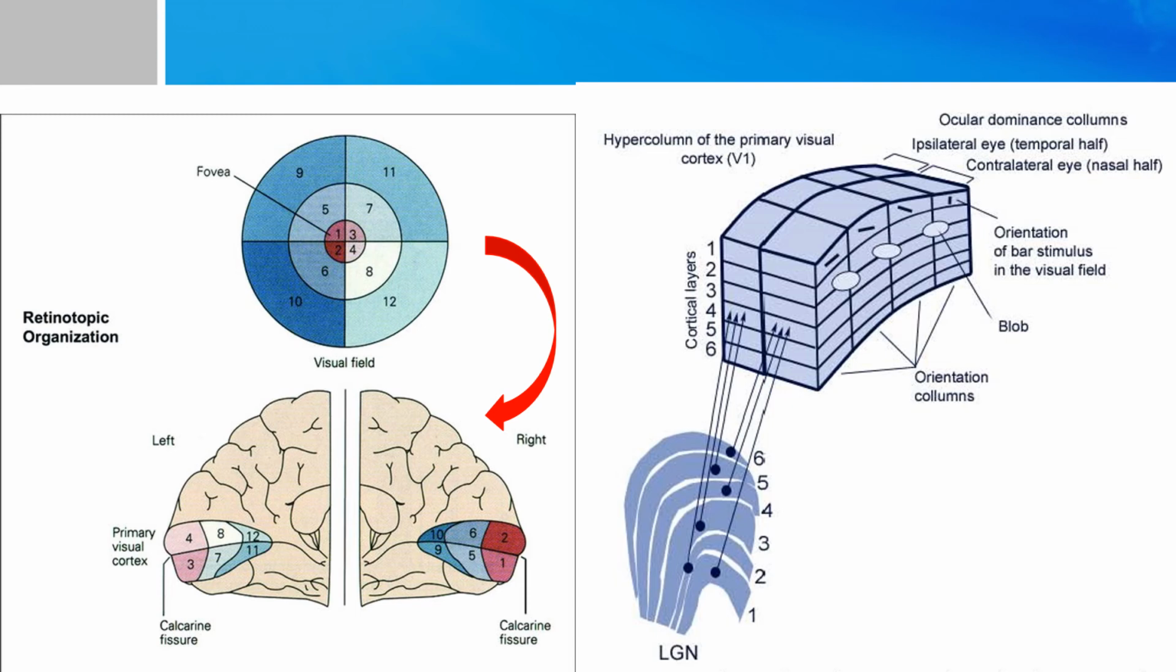Now across a hypercolumn, there are different possible angles or orientations of the bar stimulus in the visual field, and these are called the orientation columns. And later on, once the information has been processed in the primary visual cortex, information will be passed on to the association cortices and other cortices for higher level of processing.